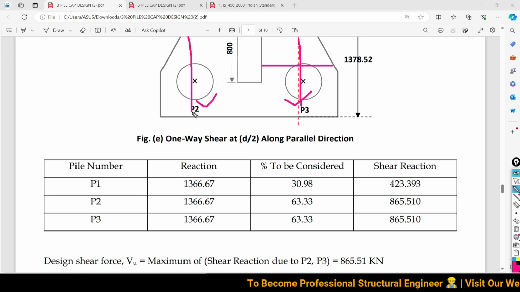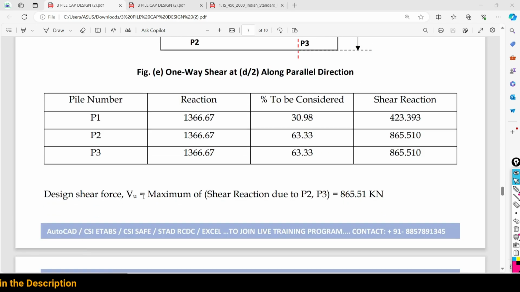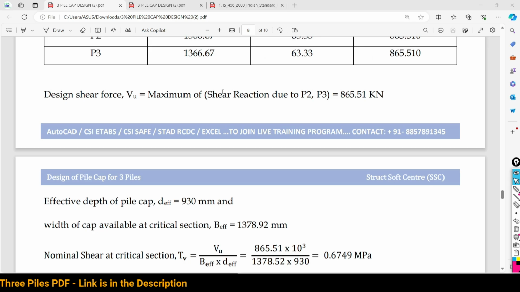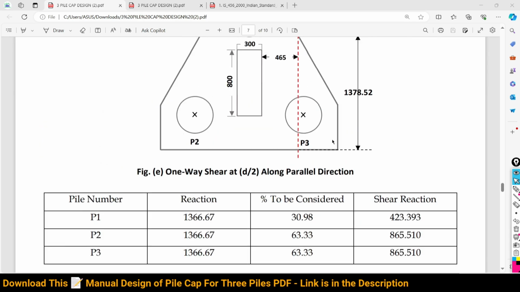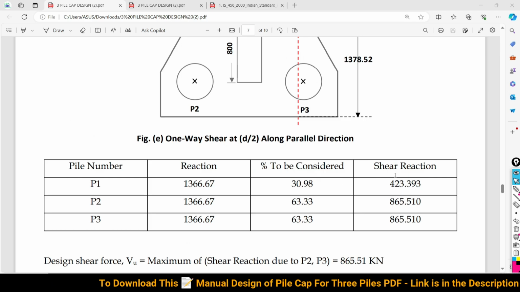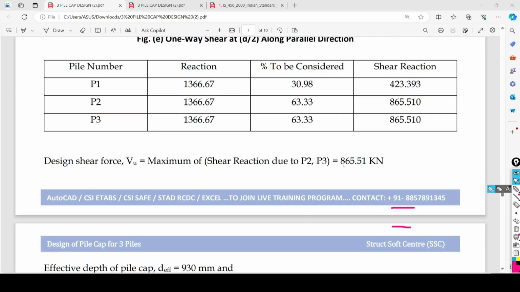If you are going to consider the critical section on this side, you can consider it on this side. That's why I have taken this side into consideration. So basically, design shear force will be equal to the maximum of the shear reaction due to P2 or P3. Amongst P2 and P3, whichever shear reaction is coming, you have to consider the maximum one. But fortunately, these reactions are the same. That's why we are going to consider 865.51 kilonewton. So this is our shear force.